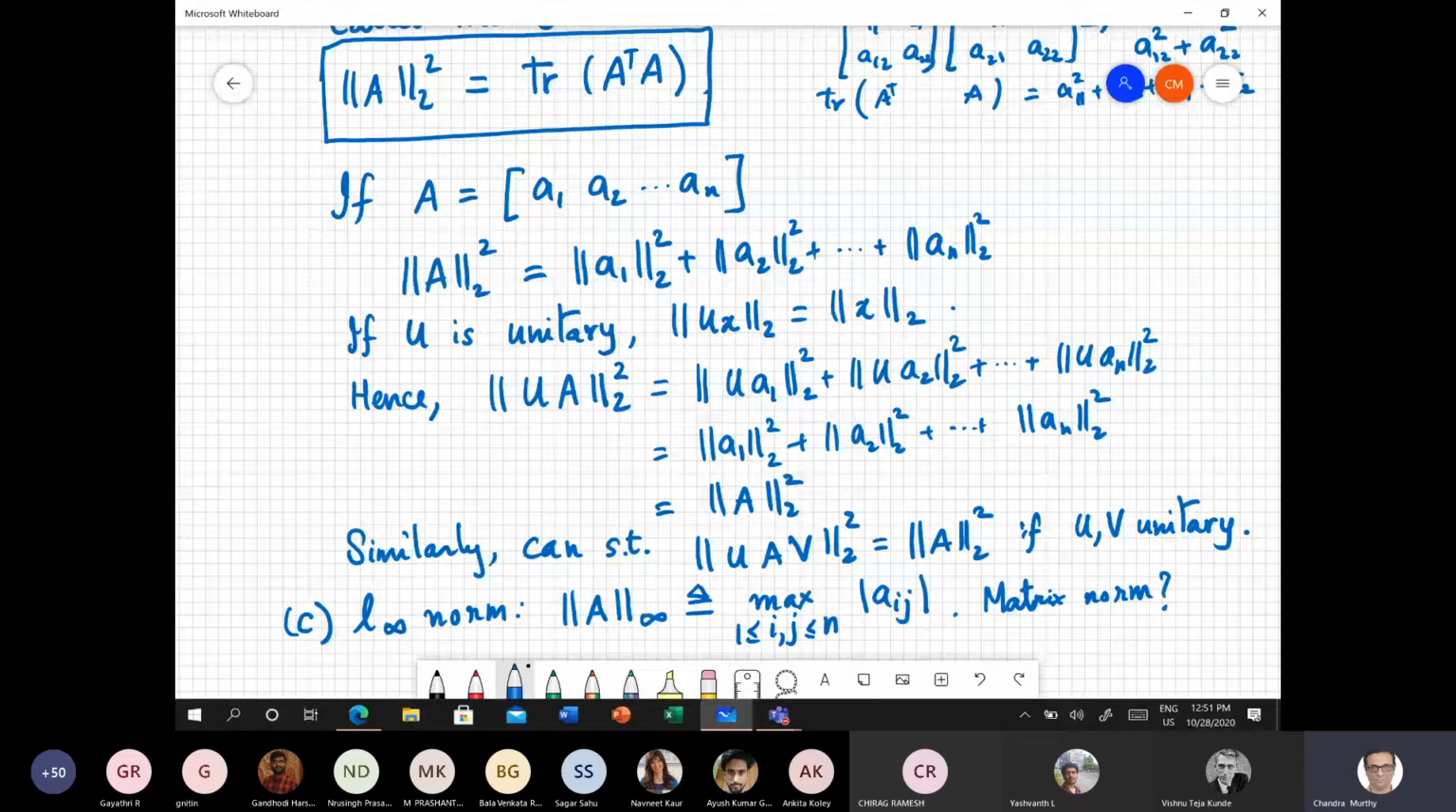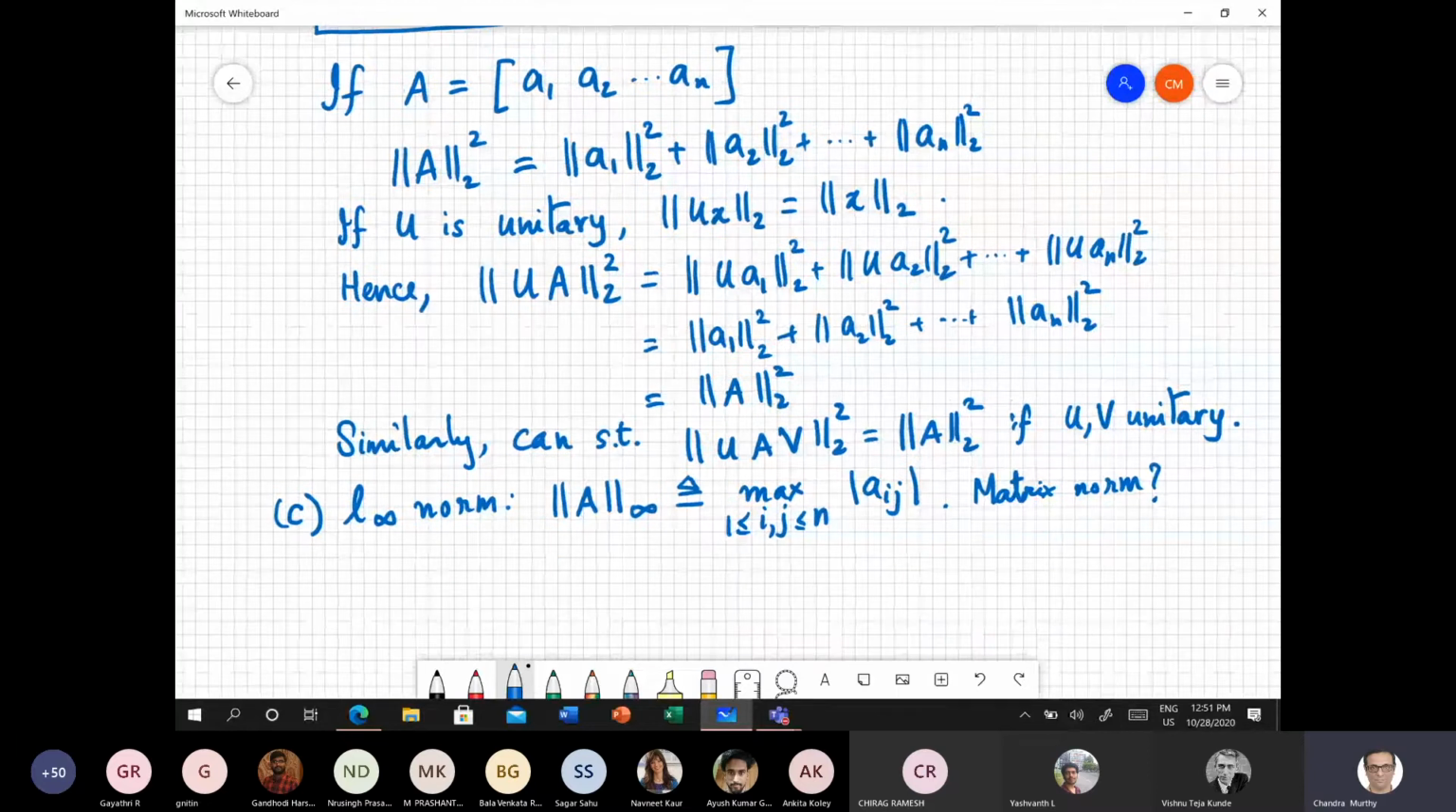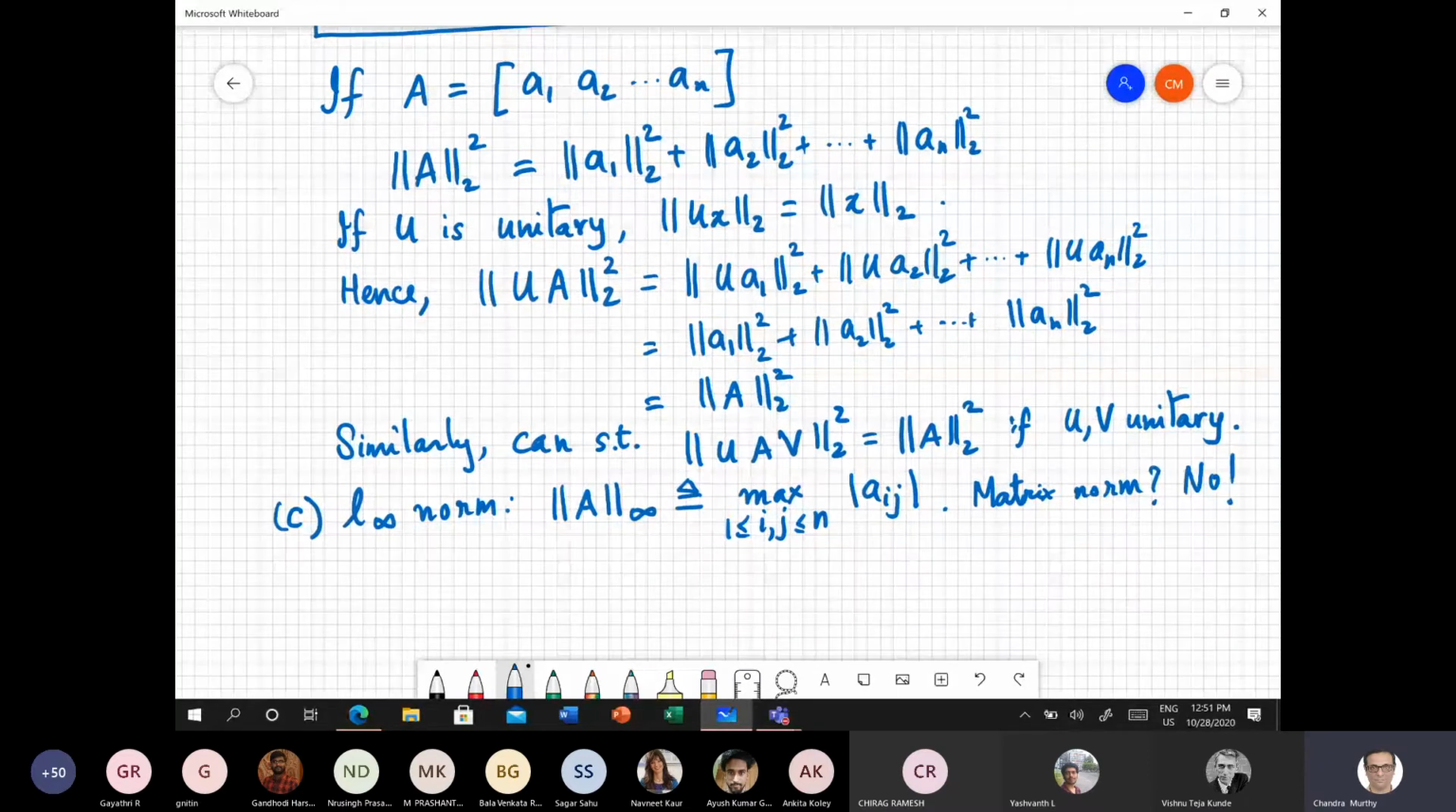So for this particular example, it turns out that the answer is no. So once again, when you want to show that it's not a matrix norm, all you need to do is provide one counterexample where it does not work, and that is enough.